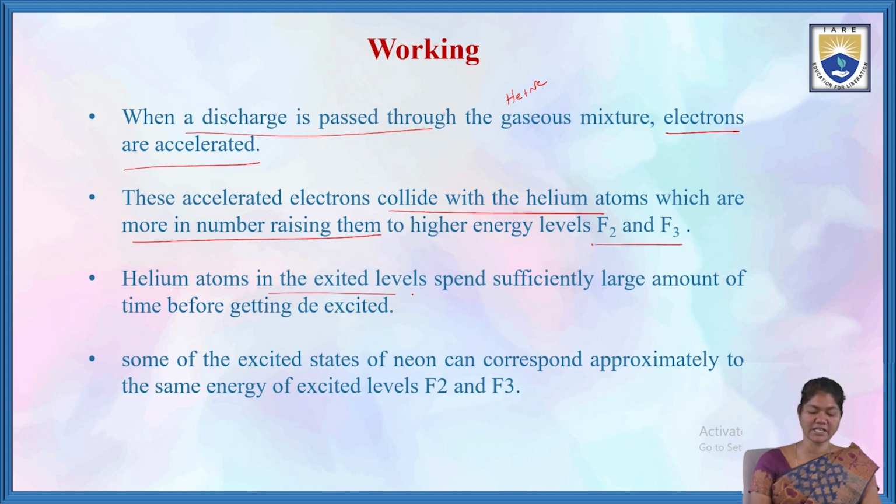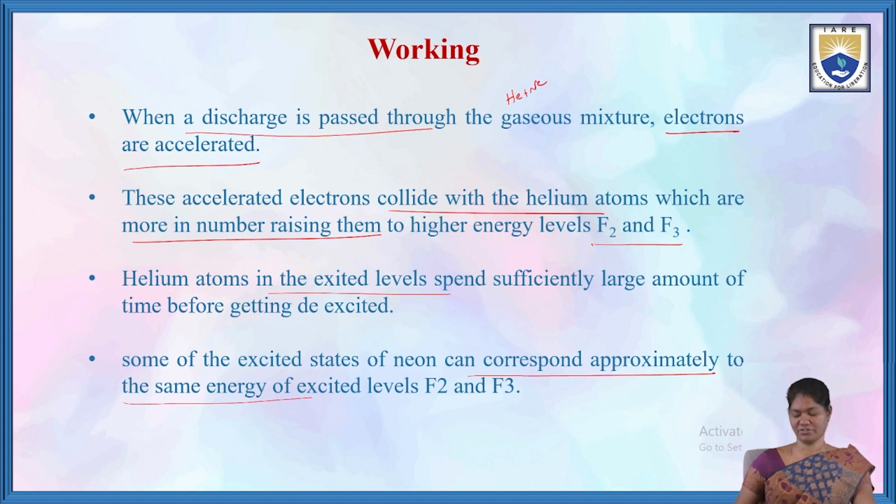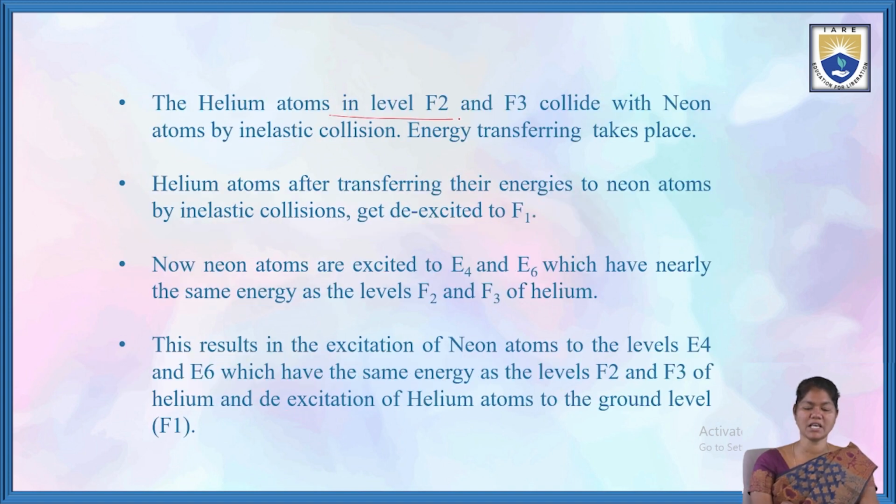Helium atoms in the excited levels spend a sufficiently large amount of time before getting de-excited. Some of the excited states of neon correspond to approximately the same energy as the excited energy levels F2 and F3. The helium atoms in levels F2 and F3 collide with neon atoms by inelastic collision. Energy transfer takes place here.